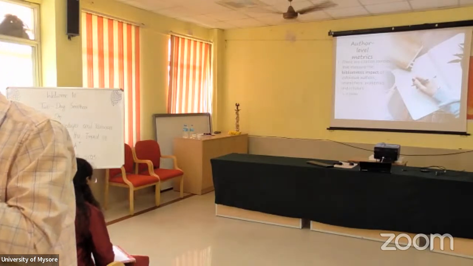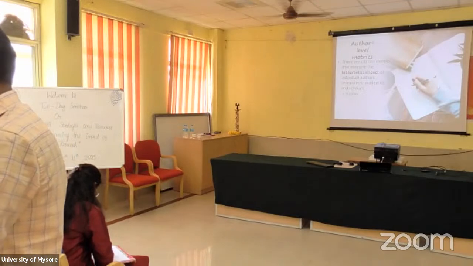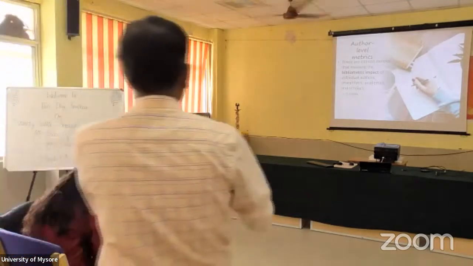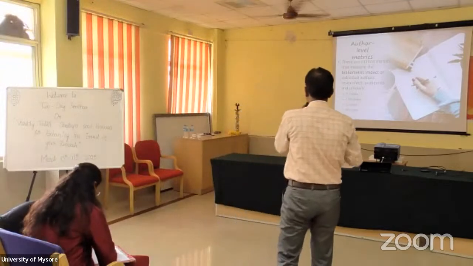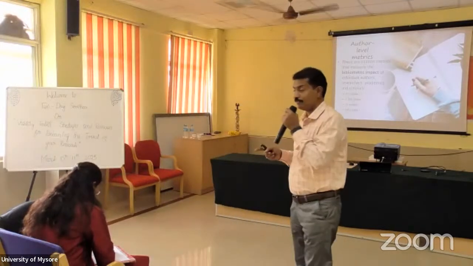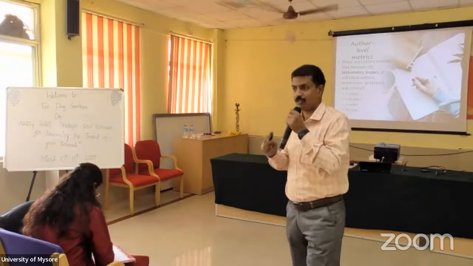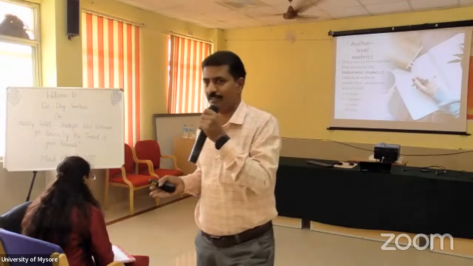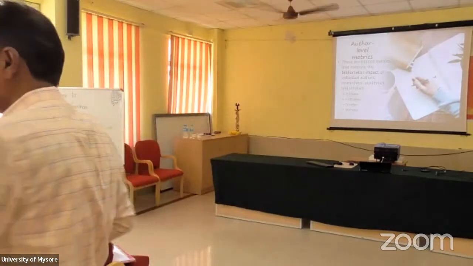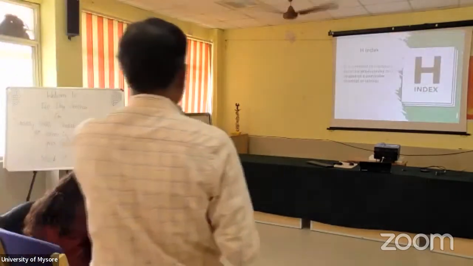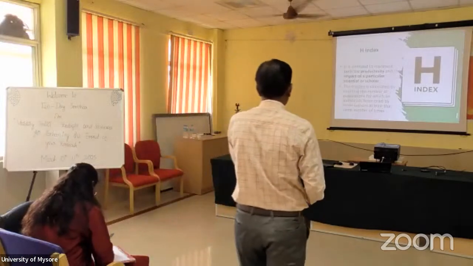All of this comes under author level metrics, because these are all citation metrics that measure the bibliographic impact of an author. Maybe H index, maybe I10 index, or maybe G index or M index. We have to see one by one what exactly H index is. So what is H index?